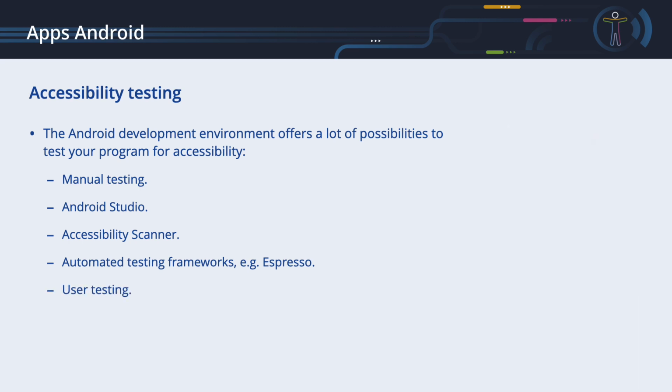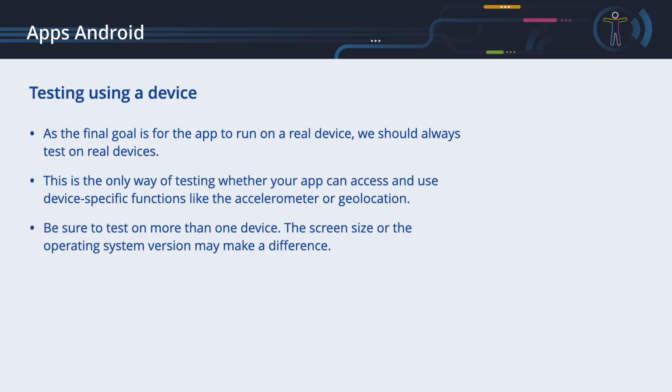Last but not least, why not invite potential users to test it? Along with the other testing methods, user testing can provide specific and valuable insights about the usability of your app. Testing using a device. As the final goal is for the app to run on a real device, we should always test on real devices.